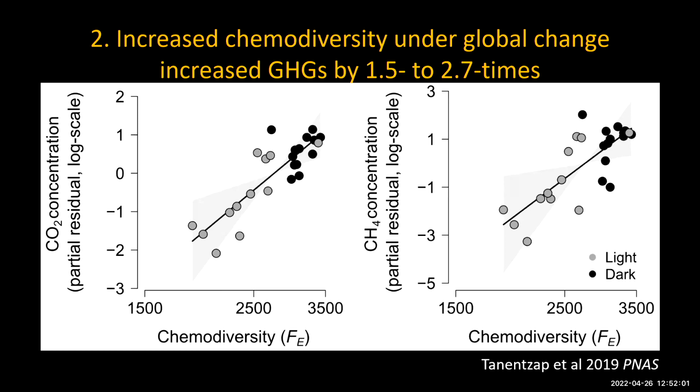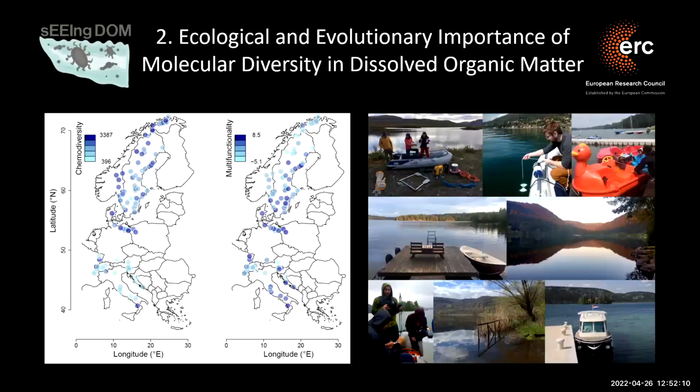But like with our forests fuel fish growth paper, this was only a couple of lakes, right? You might be wondering, how general is this pattern? So with funding from the European Research Council, we've carried out the largest survey of chemodiversity in Europe's lakes, from Calabria all the way to Nordkapp in northern Norway, sampling over 100 lakes.